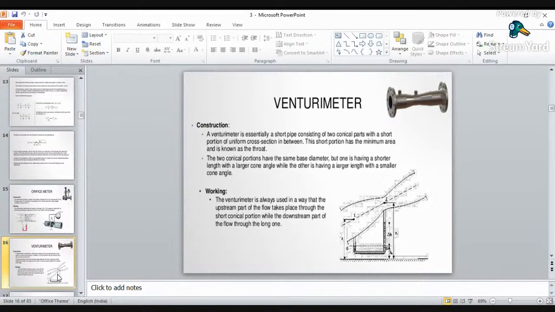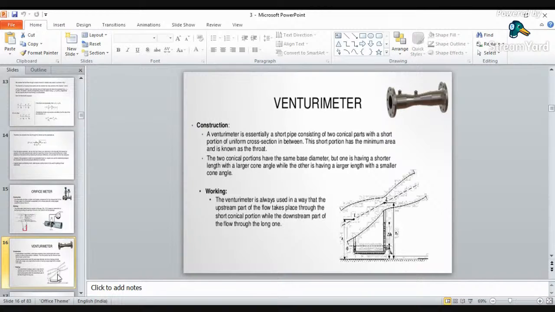Now, the basic principle on which this venturimeter works is Bernoulli's principle. From Bernoulli's principle, the increase in kinetic energy gives rise to a reduction in pressure. As energy increases, pressure reduces; they are inversely related. Kinetic energy is nothing but half mv square, so it is proportional to velocity squared. As velocity increases, your pressure will reduce.